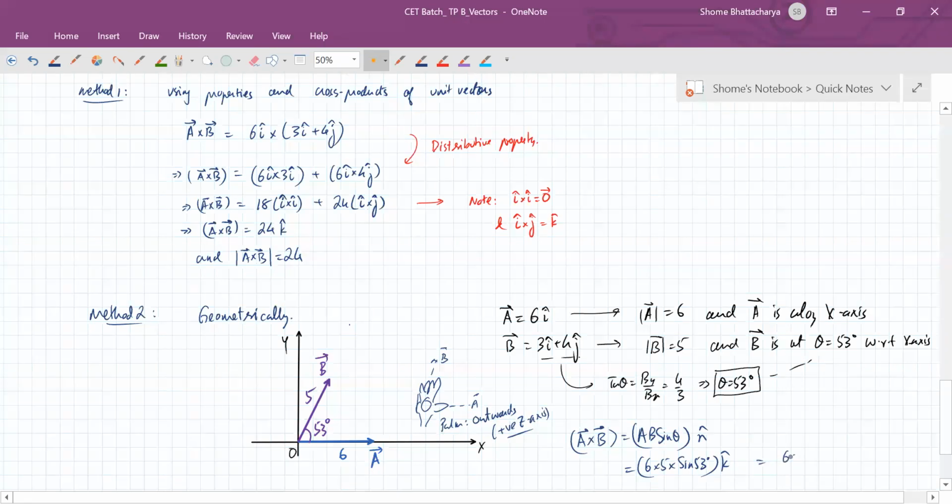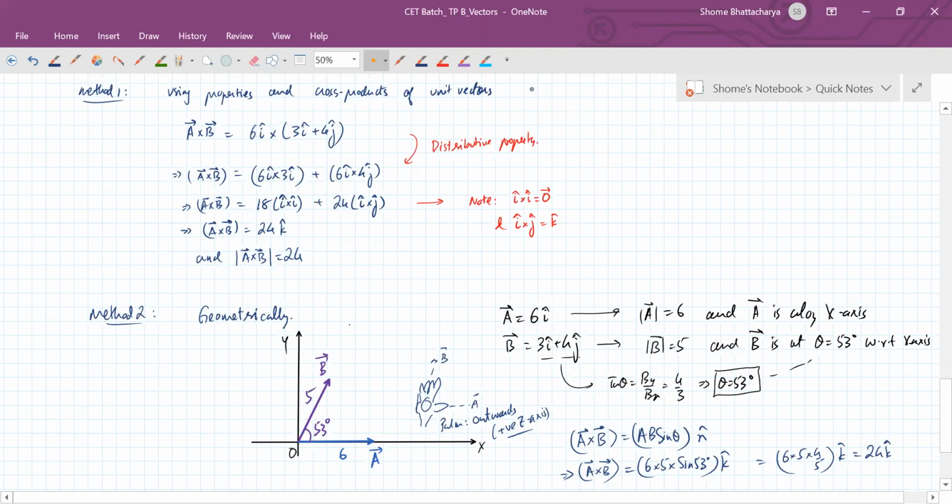So this becomes 6 into 5 into 4 by 5 k cap. That is nothing but 24 k cap. So that's your A cross B. Okay. So this is obviously very lengthy and tedious. It will not always be the good way of doing the question, because you have to convert from component form to diagram, then you have to figure out what the angle is, then you have to again use the right hand palm rule to figure out whether the direction is coming out or going in. So this becomes the easier method.